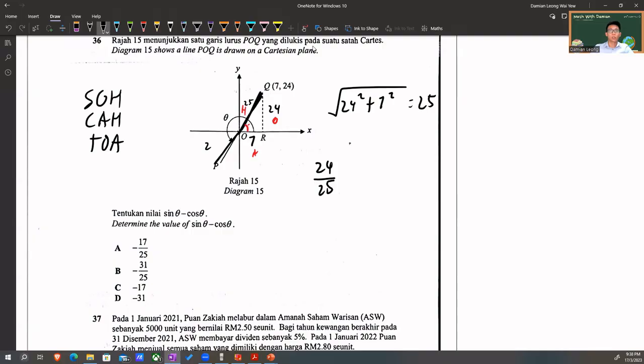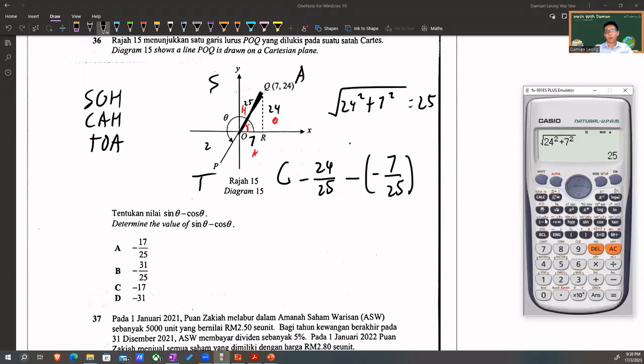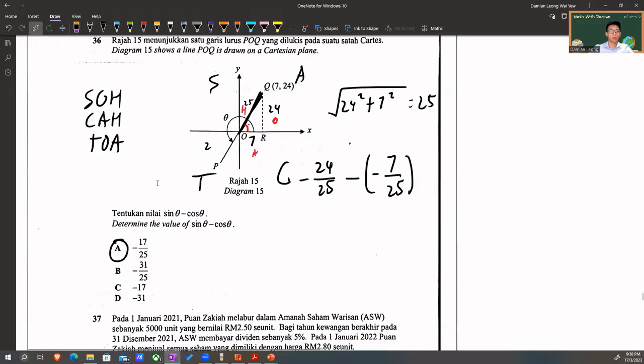So this is third quadrant. Third quadrant means ASTC. Which one is positive? Yeah, so T means only tangent is positive. So sine must be negative. Minus cos theta. Cos is adjacent over hypotenuse, 7 over 25. Again, here it must be negative. Yeah. So means negative 24 over 25 minus negative means plus 7 over 25, which is negative 17 over 25. Answer A.